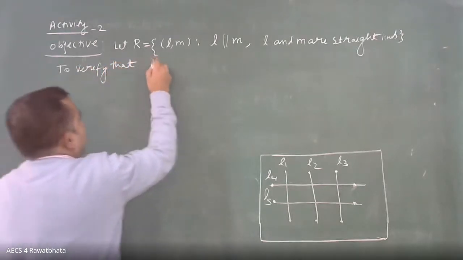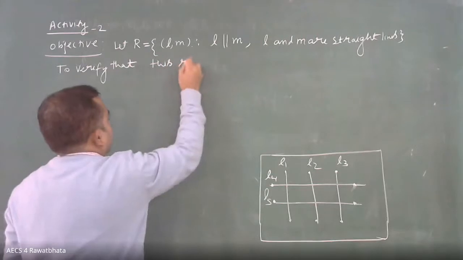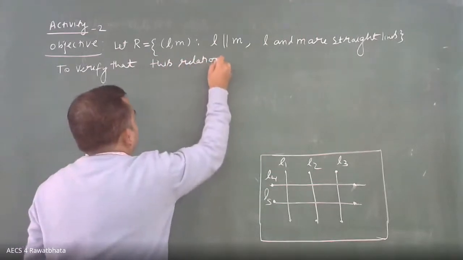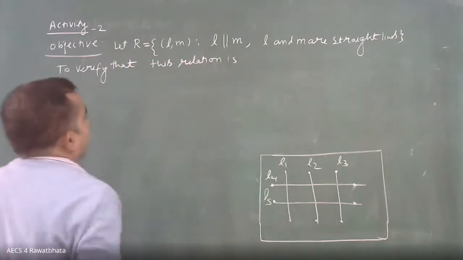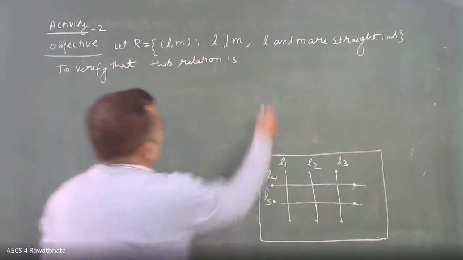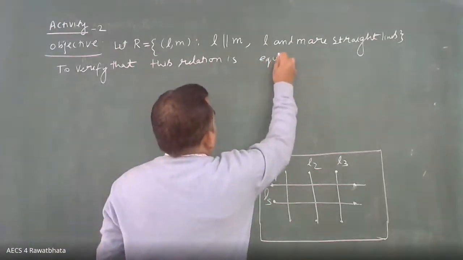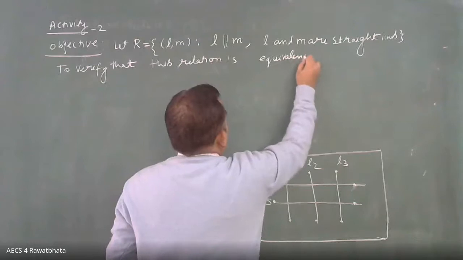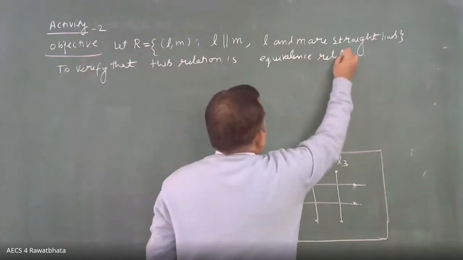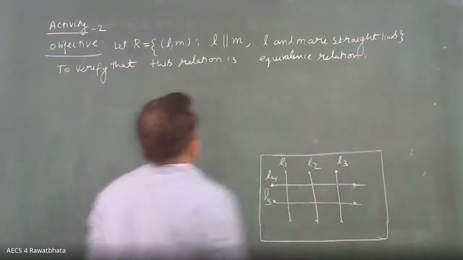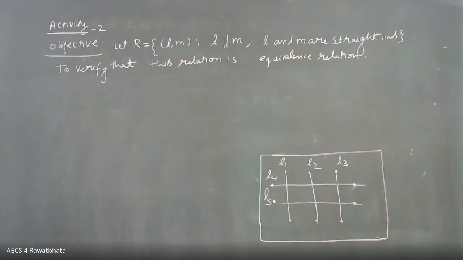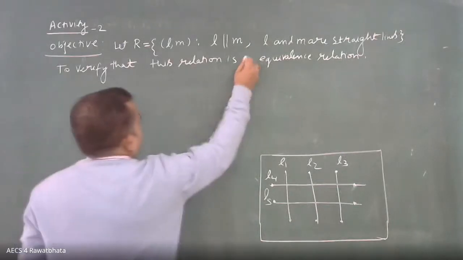that this relation is an equivalence relation, right? This will be reflexive also, symmetric also, and transitive also. We have to verify that this relation is an equivalence relation.